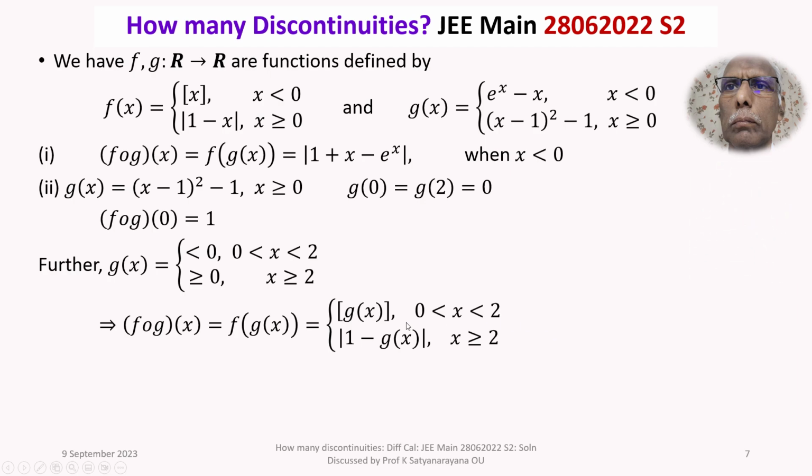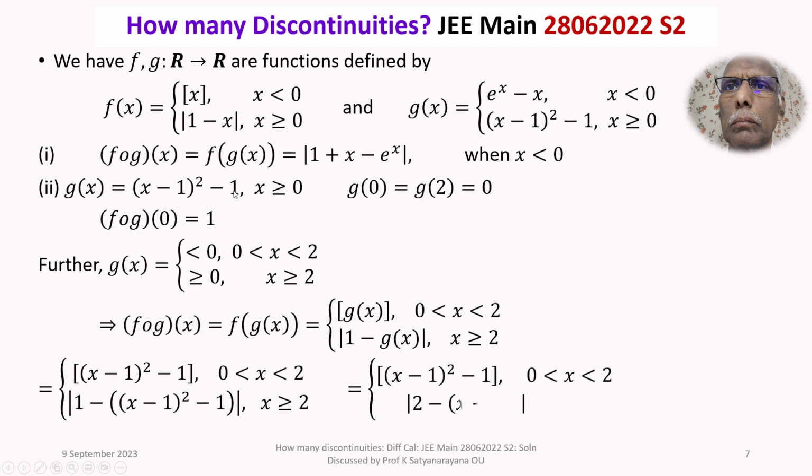So, now let us further simplify. G of x is what? G of x is (x minus 1) whole square minus 1. So, bracket of (x minus 1) whole square minus 1 when 0 less than x less than 2. And in the second branch, mod of 1 minus g of x, where g of x is (x minus 1) whole square minus 1, when x greater than or equal to 2. Simplify further. The first branch is as it is when 0 less than x less than 2, and when you simplify it is minus minus plus, that is mod of 2 minus (x minus 1) whole square when x greater than or equal to 2.